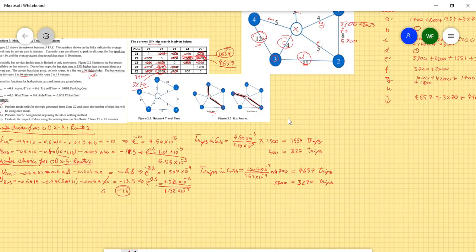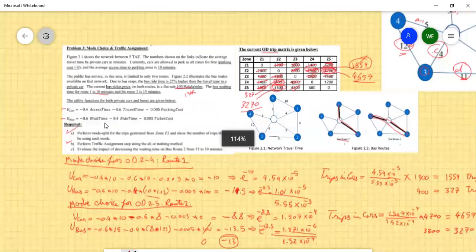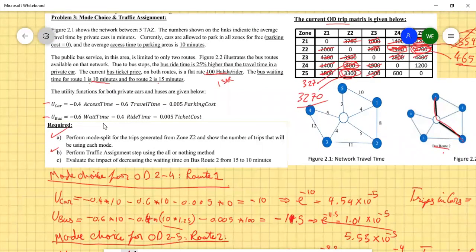Okay? So what can we do with these parameters in the utility function? What are the parameters that we can change? First of all, for the car, we cannot change the access time. The travel time, I don't think we can do anything. But the parking cost, we can enforce parking cost, because it says here that currently cars are allowed to park on all zones for free. Parking cost is 0. So we might need to increase the parking cost.